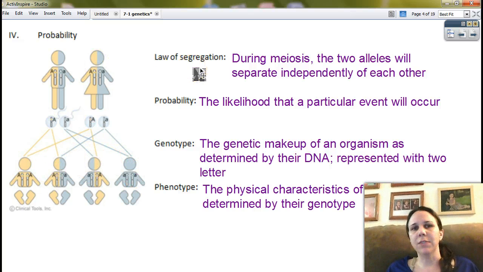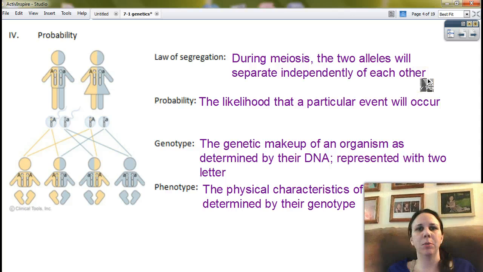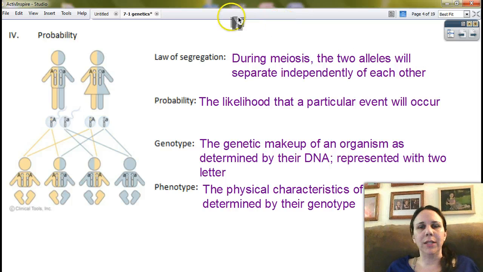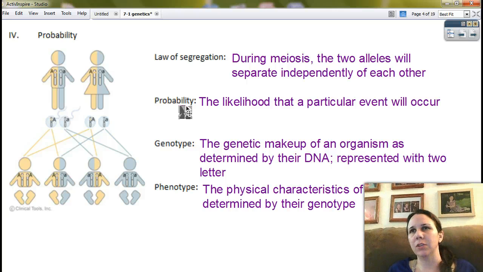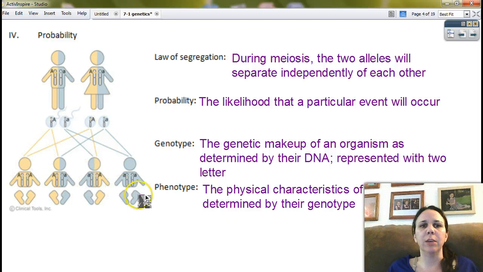So the law of segregation says that during meiosis, which we will talk about in a little bit, the two alleles will separate independently of each other. They don't go together, they separate. And that will lead you to your probability, or the likelihood that something is going to occur. So if I have a redhead and a blonde and they have babies, and I want to know the probability that their kids are going to be redheaded, I can do Punnett squares to help me figure that out. So probability is just how likely it is that something will occur.